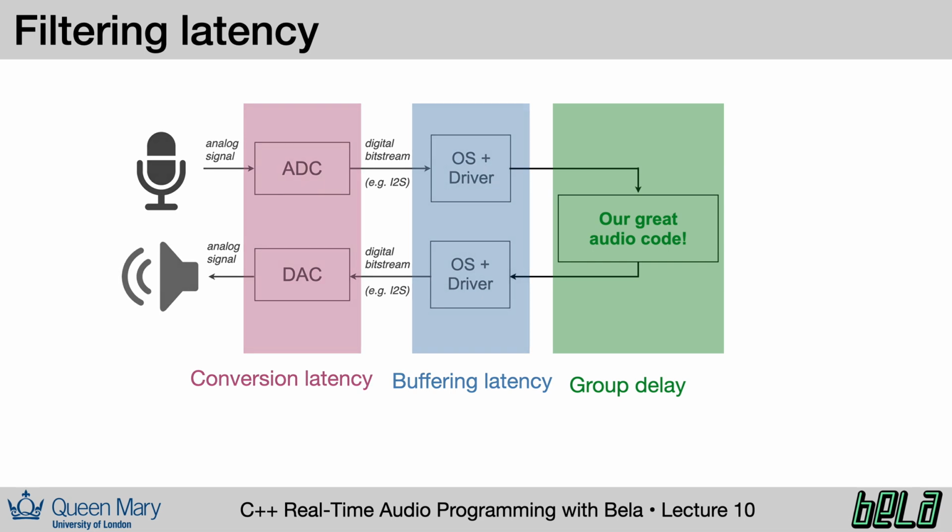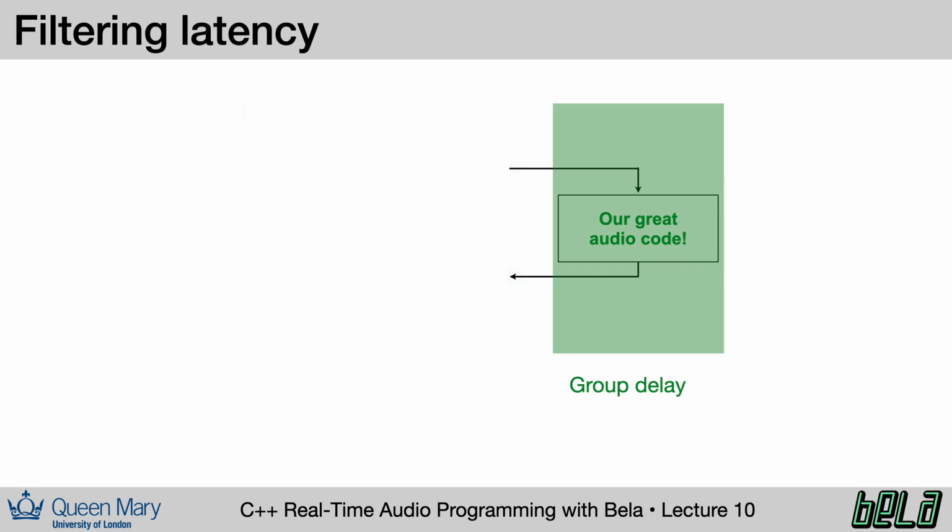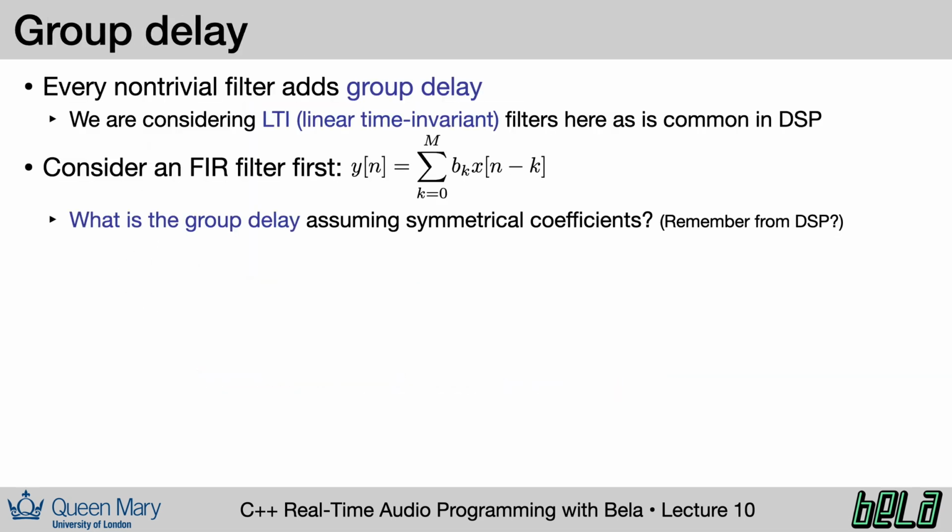Finally, let's talk about the latency introduced by audio processing itself, typically known as group delay. Except for a trivial gain control, every filter, whether analog or digital, will introduce some amount of group delay, and we'll consider specifically here our familiar LTI filters that are commonly encountered in DSP. We'll start with the simple case of finite impulse response filters with symmetrical coefficients.